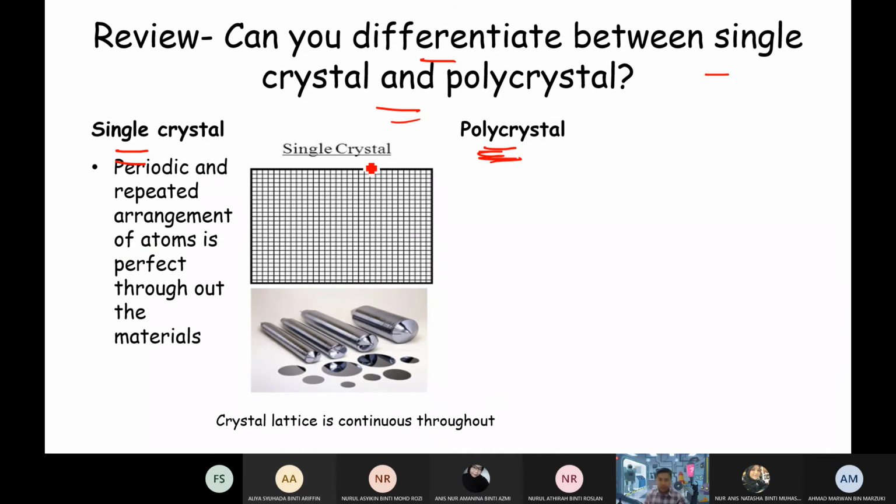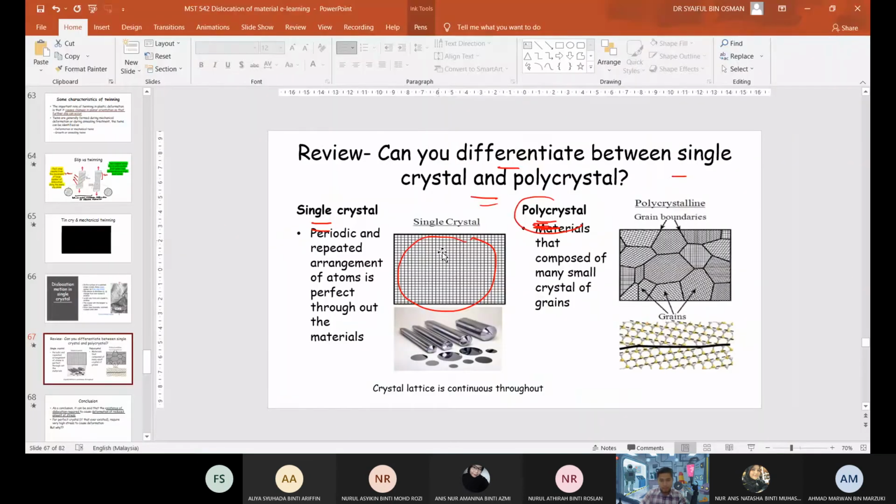Anyone want to try? Kalau single crystal, kita ada periodic and repeated arrangement of atom. We have a perfect arrangement of atom throughout the material. How about polycrystal? Kalau polycrystal macam mana? Anyone want to try?